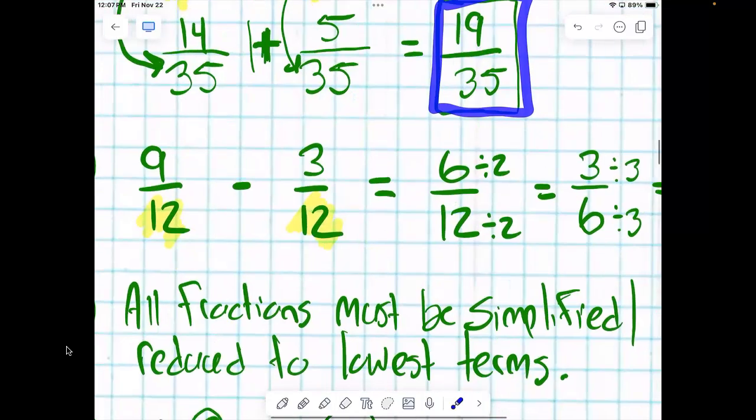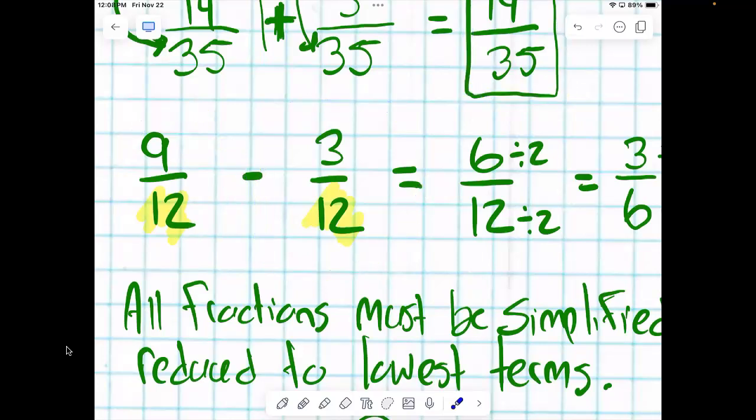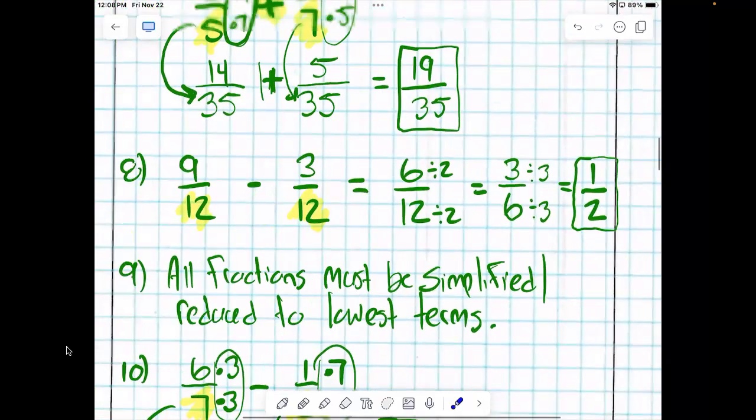Yes. Why, when we did 9/12 minus 3/12, denominators are already the same, right? Yes. 9 minus 3 is 6, right? Yes. Denominator stays 12, right? Yes. Why is that not the final answer? Because you can simplify. You can simplify or reduce it, right? If we divide by 2, we get 3/6, and we can divide by 3 and get 1/2. If we would have just divided by 6, the greatest common factor, we would have gotten 1/2 right away, right?